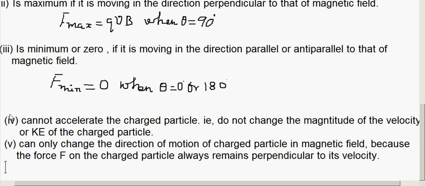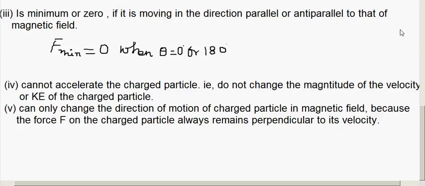Now after entering the magnetic field, what will be the path of the charge? Because the force can change the direction, if the charged particle enters the magnetic field in such a way that the velocity and the magnetic field are perpendicular to each other, then the charged particle will follow a circular path. This is an important thing.